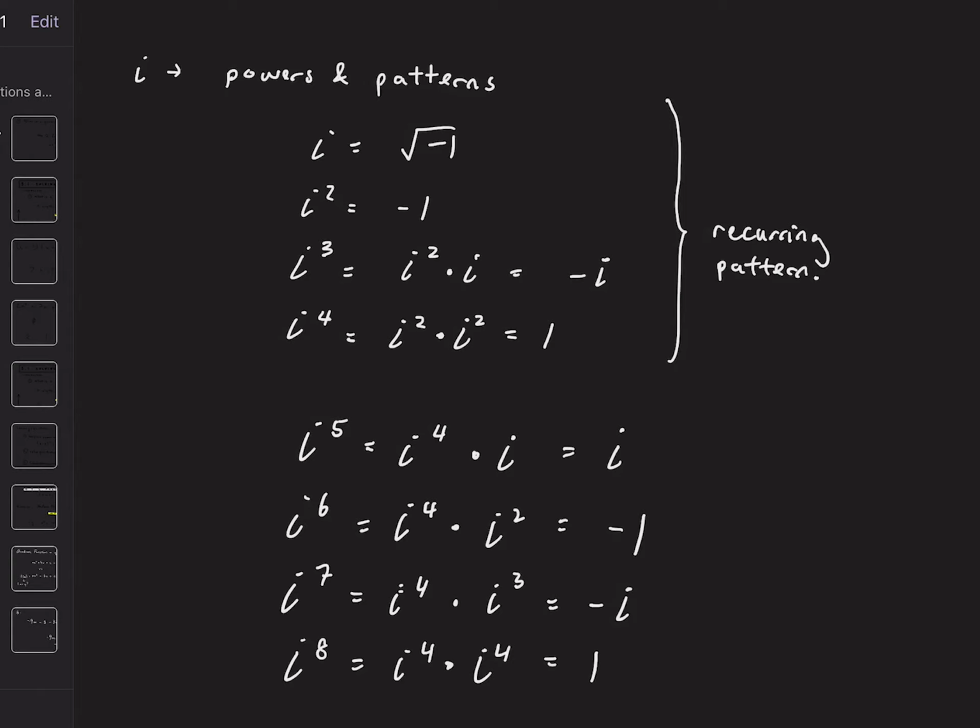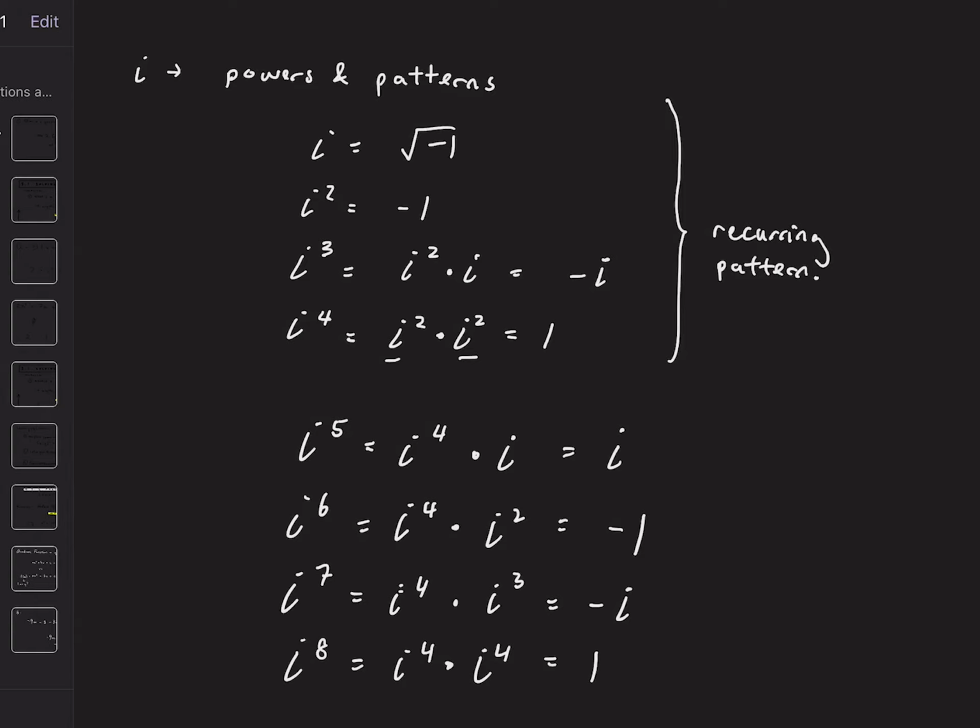And as we know, i to the power of 2 is negative 1. So this just gives us negative i. And as for i to the power of 4, we can break it down into i to the power of 2 and i to the power of 2, which are both negative 1. And as we know, negative 1 times negative 1 is simply 1. These four values are actually going to reoccur through any whole number power of i.